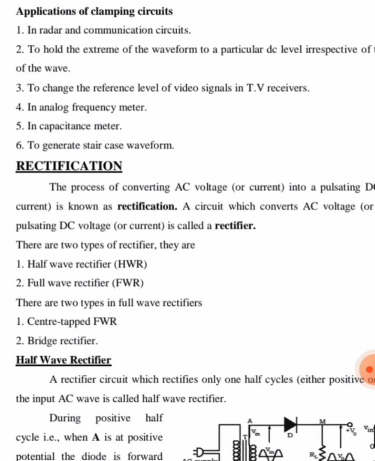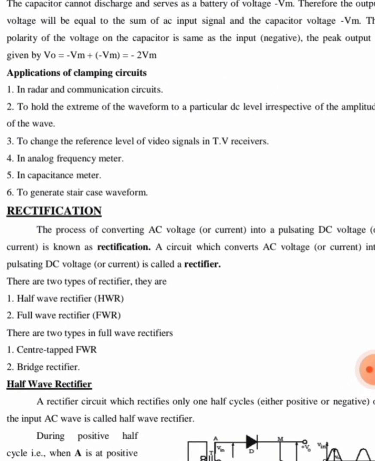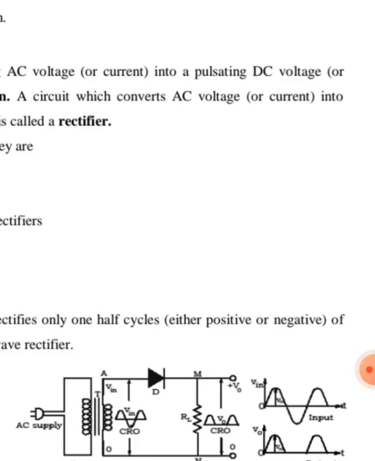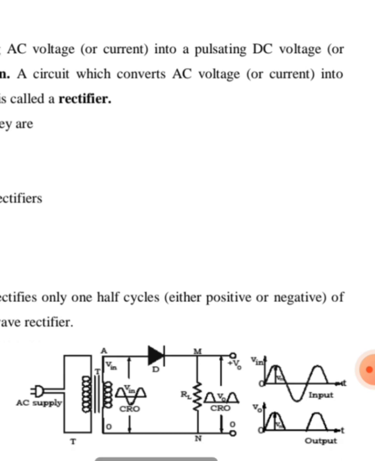So what is this half wave rectifier? This half wave rectifier is nothing but a circuit which rectifies only one half cycle, either the positive half cycle or the negative half cycle. The remaining half of the cycle will be removed completely. So a rectifier circuit which rectifies only one half cycle of the input AC wave is called a half wave rectifier. And for that we are going to use a diode as one of the major components in converting the AC input into the pulsating DC.